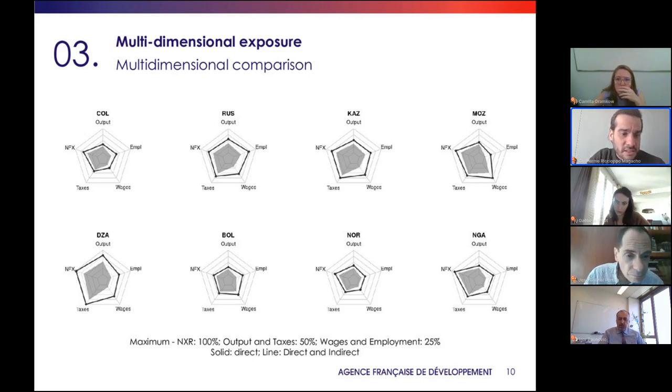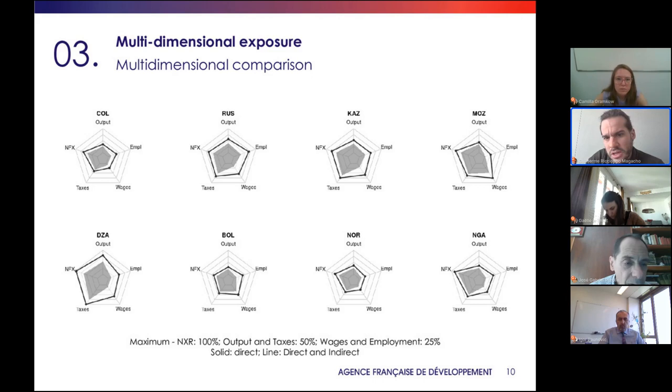The NFX is, of course, the raising of foreign exchange. And this is important, for example, in the case of Algeria, which is a very exposed economy, Kazakhstan, Mozambique, but it's not as important for Bolivia, for example. For Nigeria, it's very important, but employment and wages are not very important, which means that they have different types of exposure.